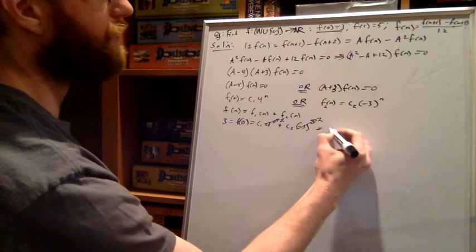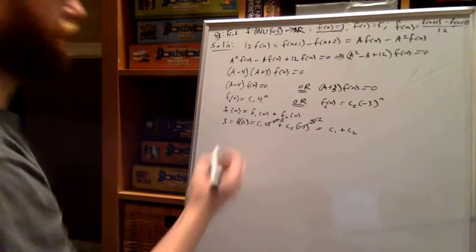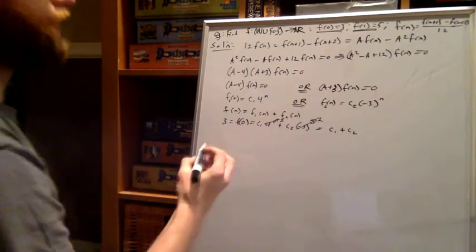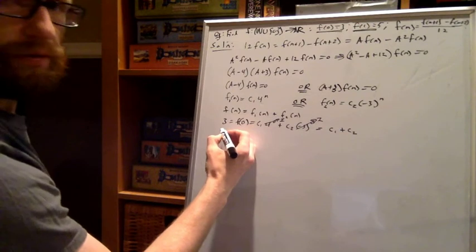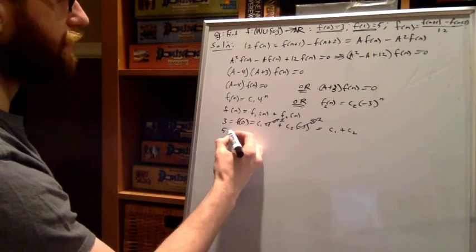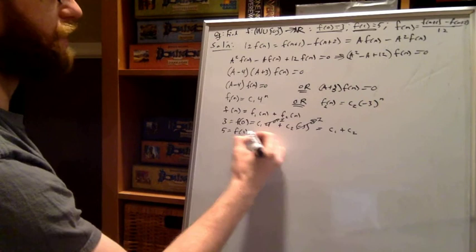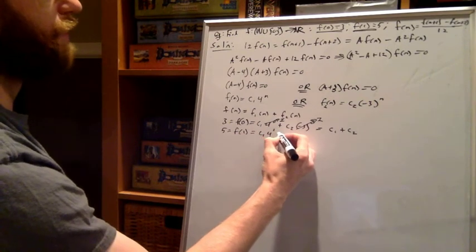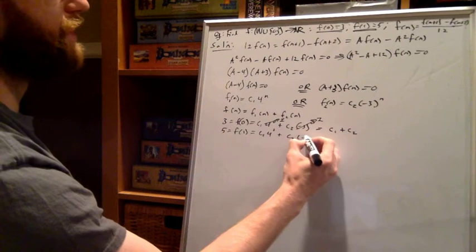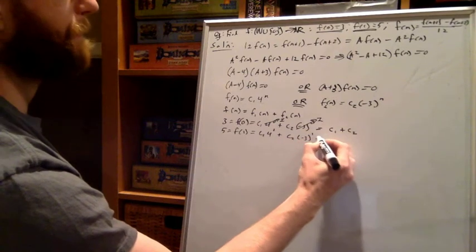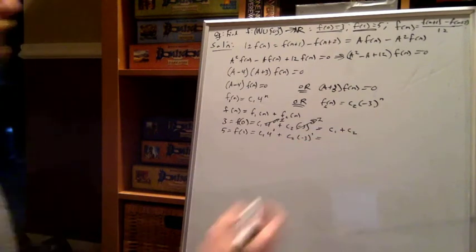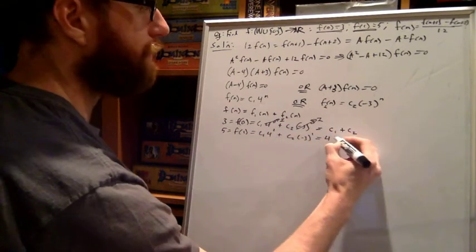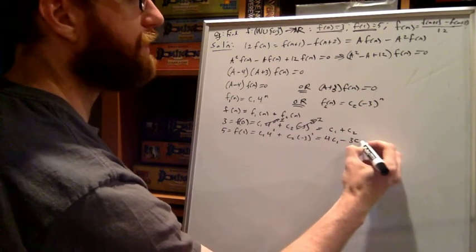And I get c1 plus c2. Now I plug in my second initial condition, and I have 5 equals f of 1, which is c1 times 4 to the first power plus c2 times negative 3 to the first power. And this is going to give me 4c1 minus 3c2.